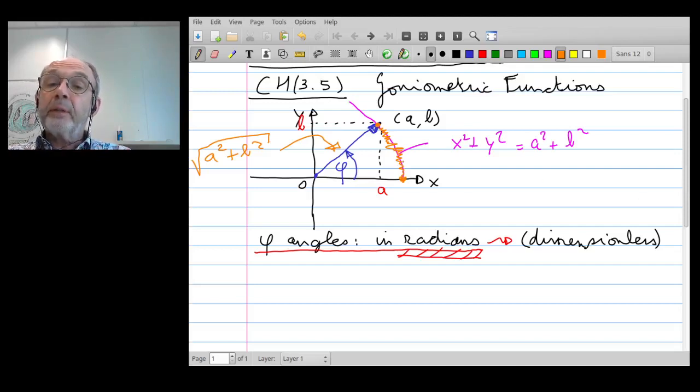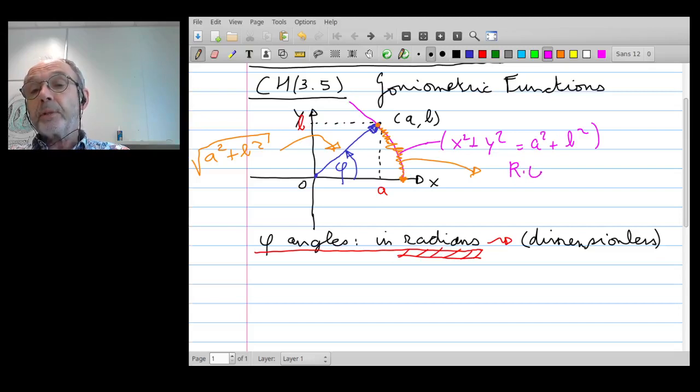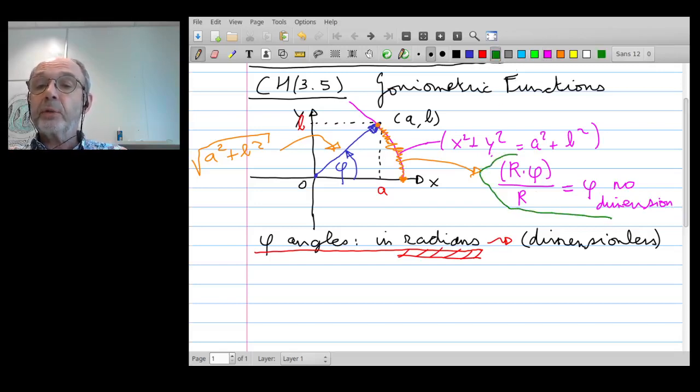Now if you go from the positive real axis to the point AB on that circle, which I have just described above, you get that distance, that is equal to the radius times phi, and if you divide the radius times phi by the radius, you get phi out of it. The radius times phi gives you some length, the radius is some length, and if you divide those you get something without dimension. And that is not the case if you use degrees. So therefore we use radians, to work with dimensionless variables.